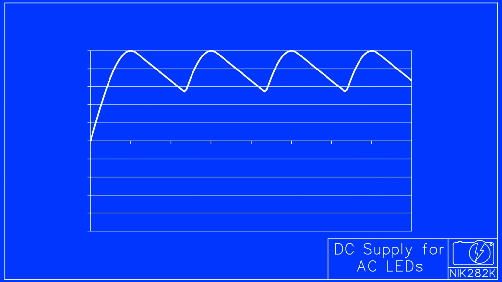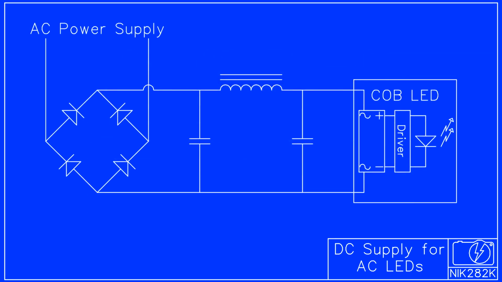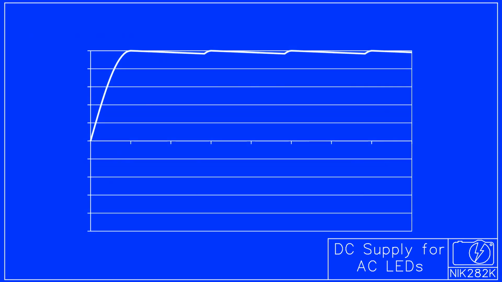This made the LEDs stay on constantly, but their light output was modulated by this 20-volt ripple. By adding a large inductor and another set of capacitors, the output was smooth to the point where the ripple was less than 1 volt, resulting in very even lighting from these LEDs.